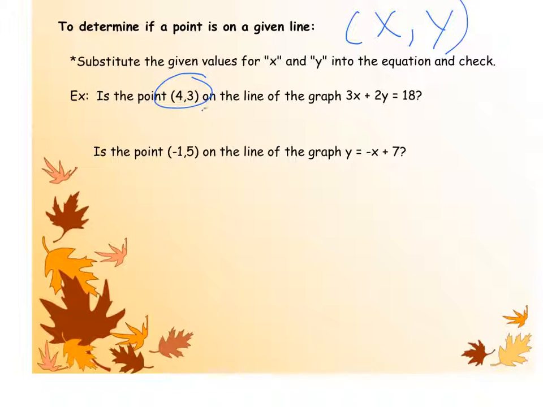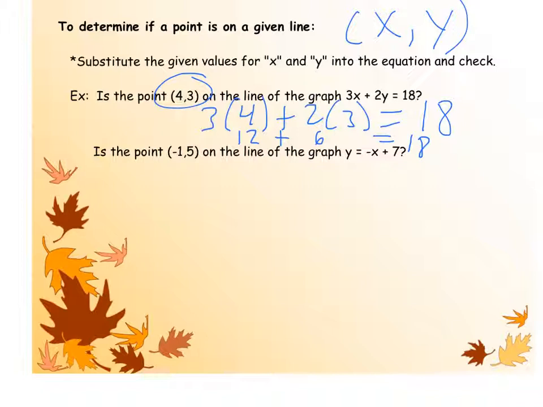So if I were to check here, I'm taking 3 times 4 plus 2 times 3 and checking to see, does that equal 18? Now, really small down here, I'll just point out that this simplifies to 12 plus 6, which clearly adds up to 18, and that means that that point is a solution to the equation that we were looking at, this line that's in general form.